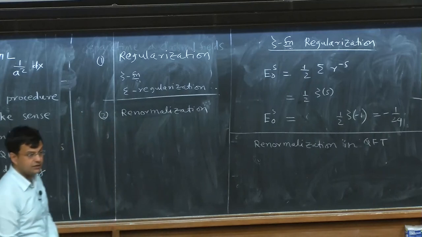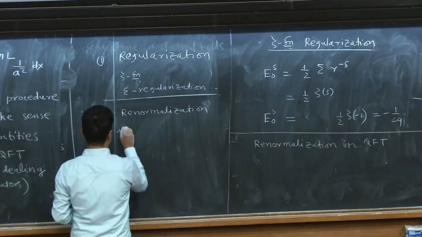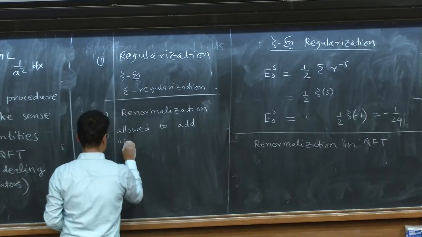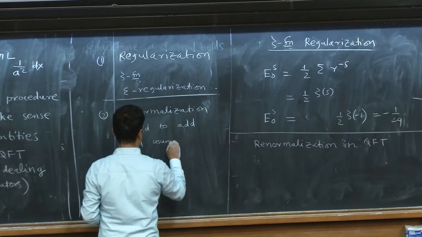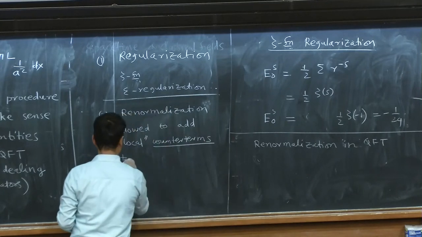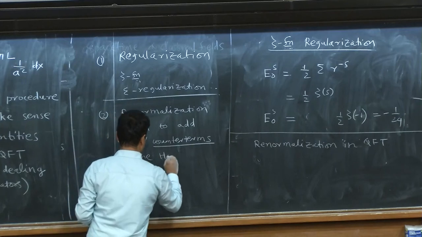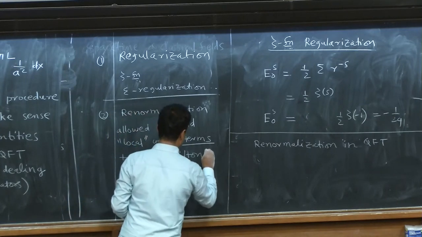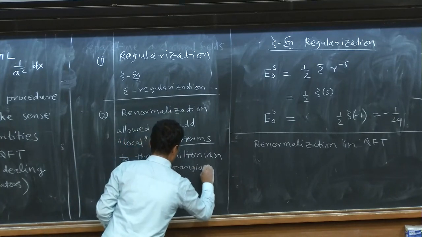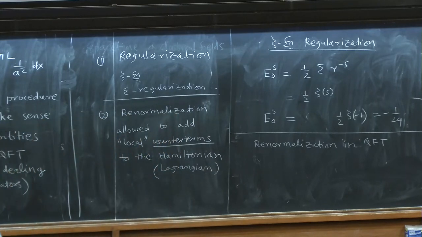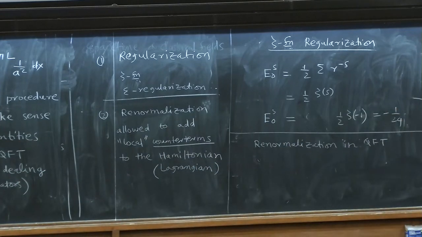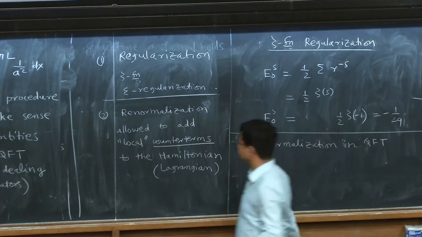And what does renormalization mean? Renormalization means that you're allowed to add local counter terms to the Hamiltonian. Actually, all this is much better stated in the Lagrangian formulation, but since I didn't use it, maybe you should keep it in the back of your mind that the whole thing is much nicer to do in the Lagrangian formulation. I'm just doing it in the Hamiltonian formulation for the sake of economy.